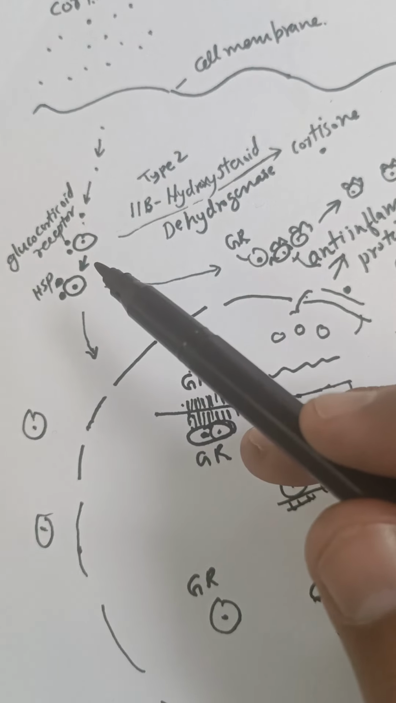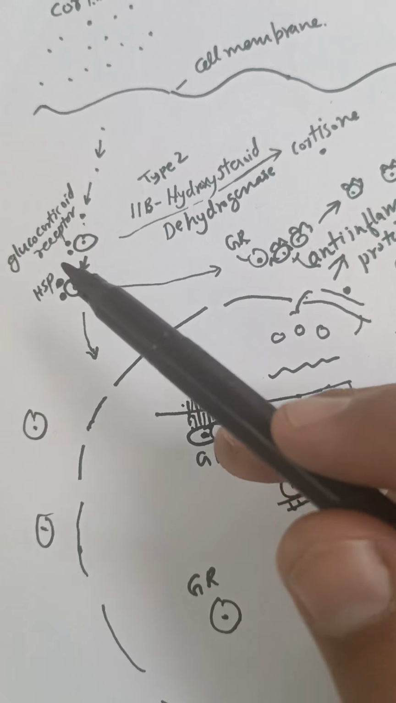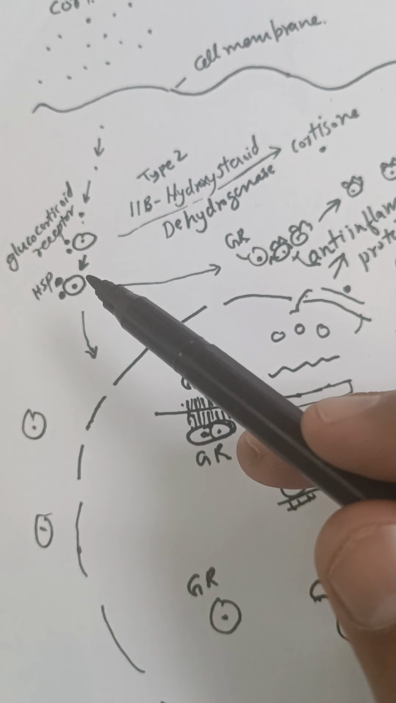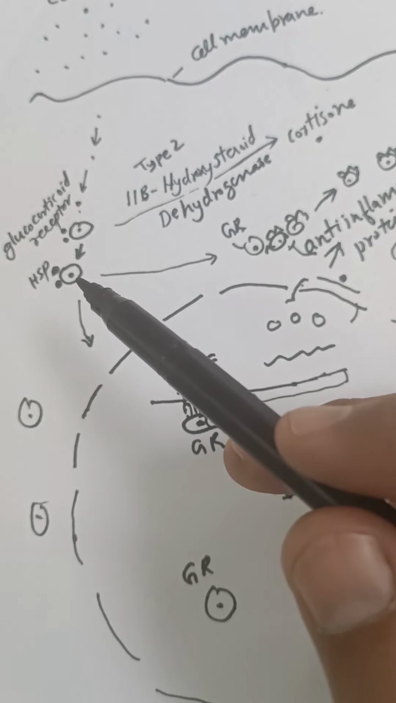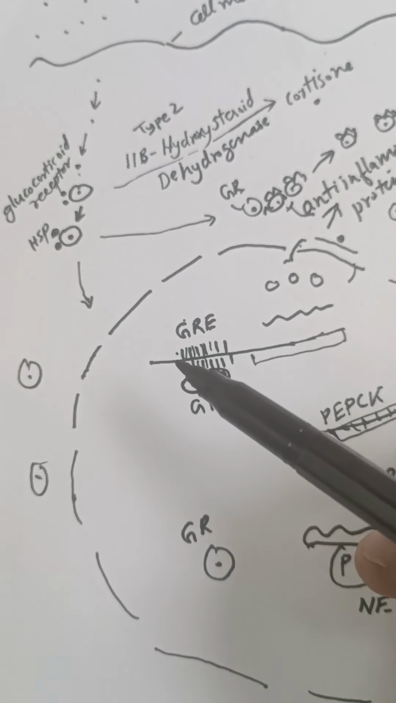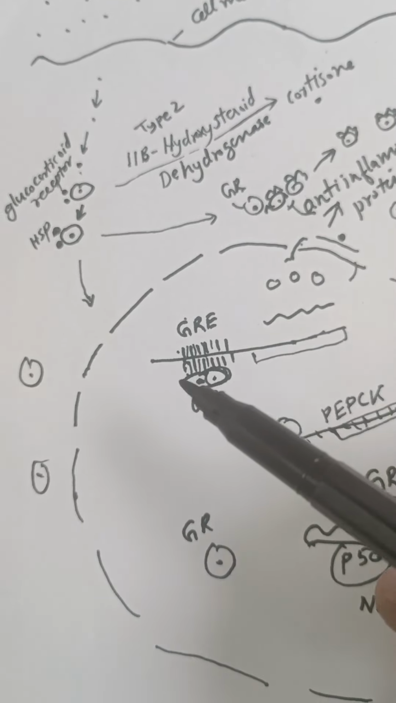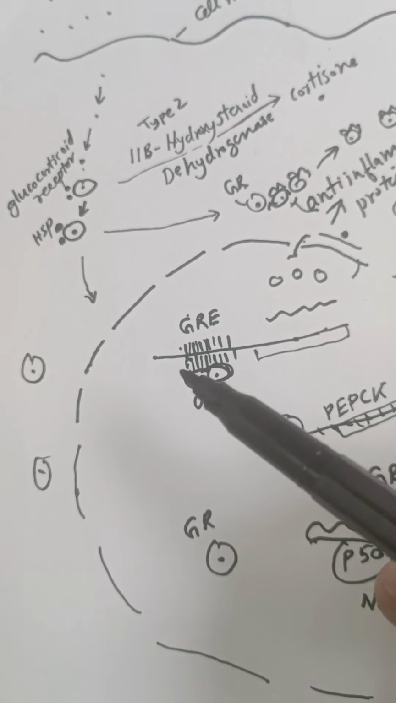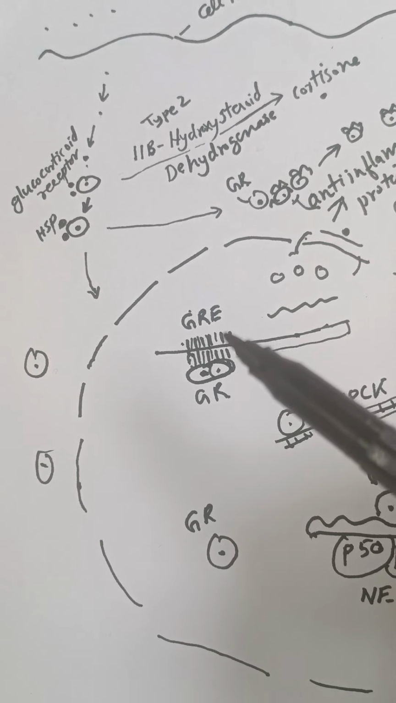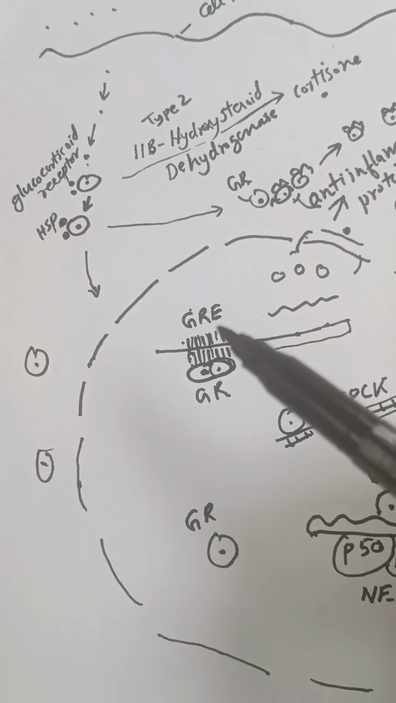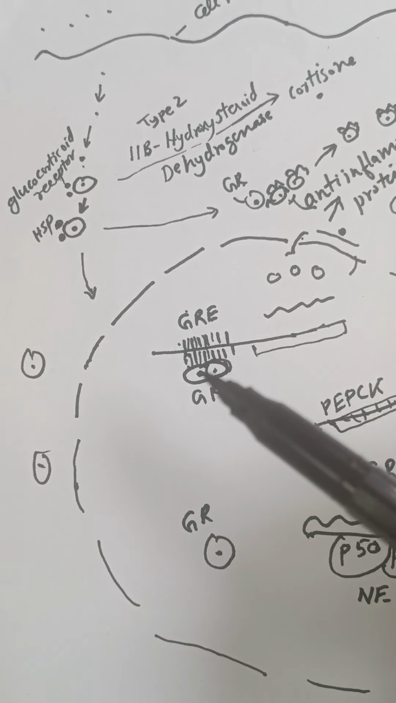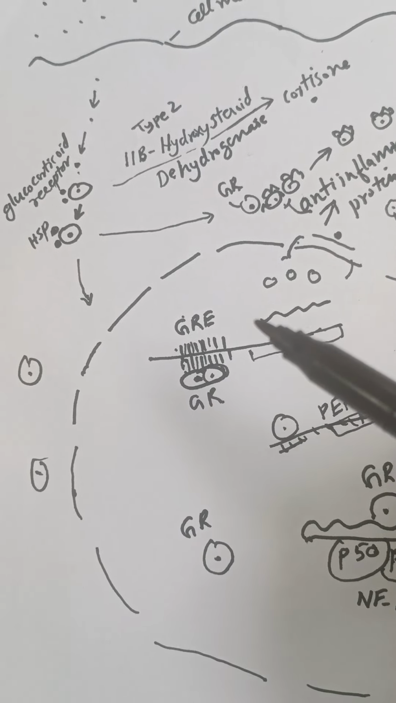In the active form, cortisol binds with the glucocorticoid receptor, and this receptor, after binding with cortisol, moves from the cytoplasm into the nucleus through nuclear pores, and it has a specific binding site on the DNA, which is called glucocorticoid response element. This glucocorticoid response element is a sequence of the DNA to which the glucocorticoid receptor binds.